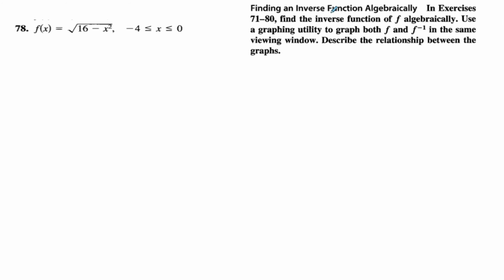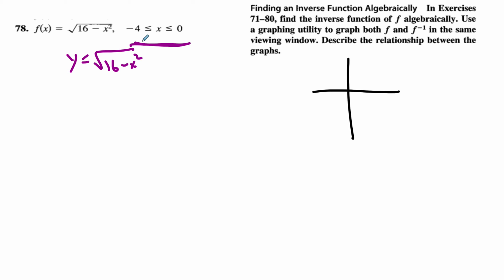Okay, find the inverse algebraically. So what we're going to do, here's f of x, or y equals the square root of 16 minus x squared. Now they give us a restriction. Now it turns out that this is the graph of a circle with a radius of 4, so technically this is a circle with a radius of 4. If you don't believe me, try it. It does work.